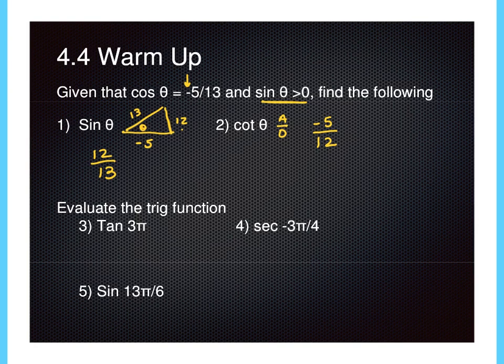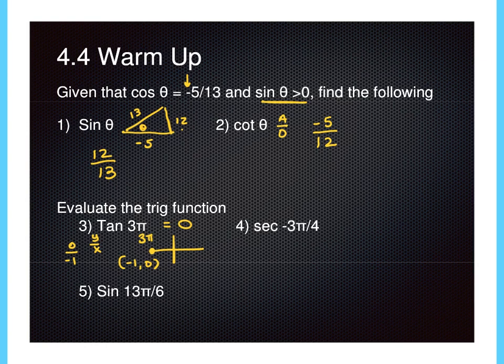Problems 3, 4, and 5 say to evaluate the trig function. So now this is more unit circle based. The tangent of 3 pi: remember that for the whole numbers, evens are on the right, odds are on the left. So 3 pi would be over here, and my coordinate point would be negative 1, 0. And the tangent is y over x. So 0 over negative 1 would give you 0 as the tangent.